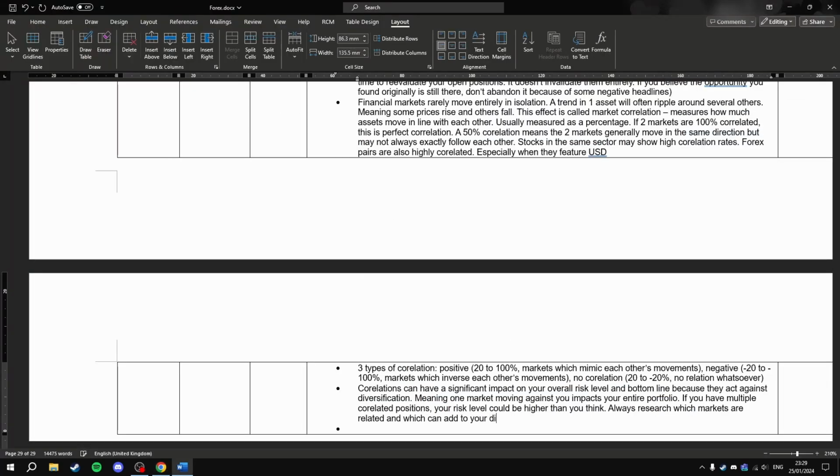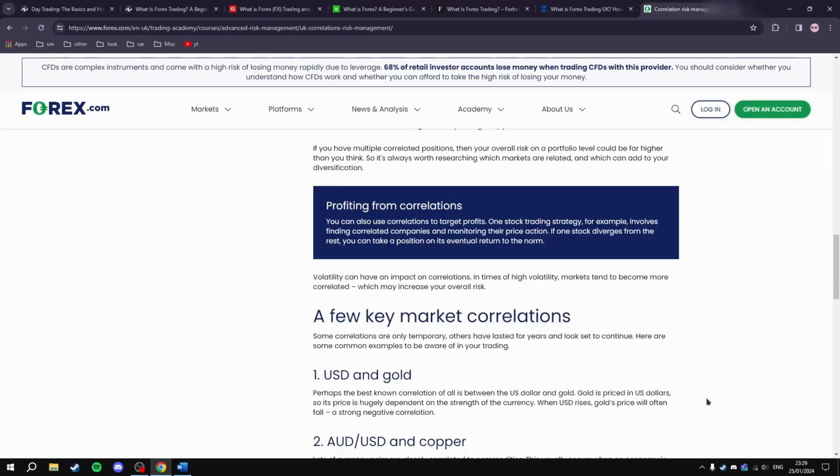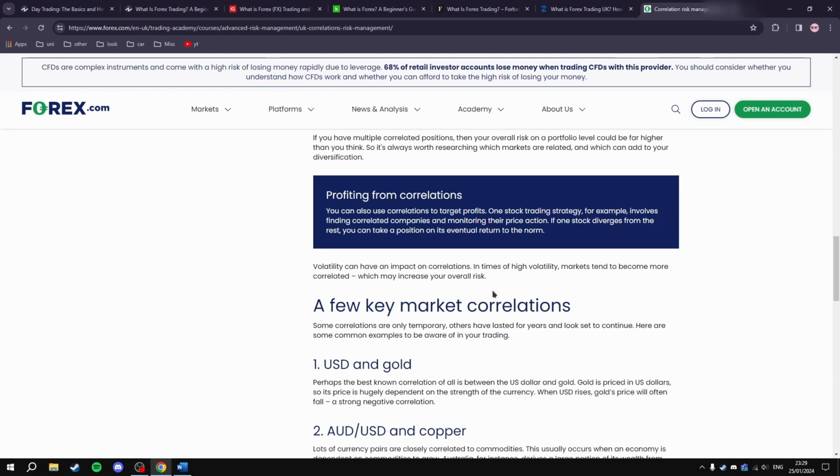To your diversification. Profiting from correlations. You can also use correlations to target profits. One stock trading strategy, for example, involves finding correlated companies and monitoring their price action. If one stock diverges from the rest, you can take a position on its eventual return to the norm. Volatility can have an impact on correlations. In times of high volatility, markets tend to become more correlated, which may increase your overall risk.